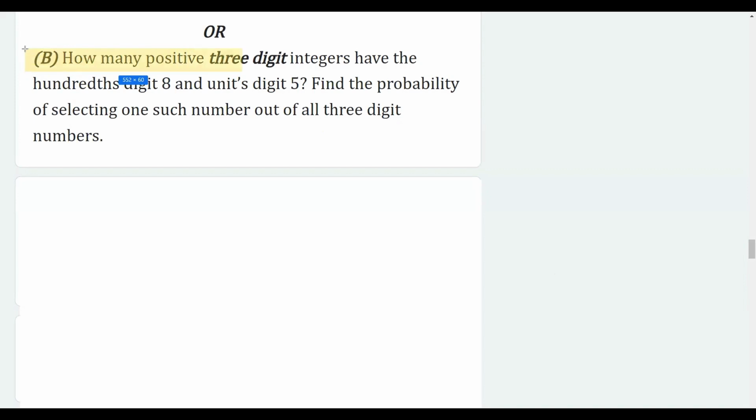The B part for the same question, it says: how many positive 3-digit integers with hundreds digit as 8 and the unit digit as 5. Find the probability of selecting one such number out of all 3-digit numbers.